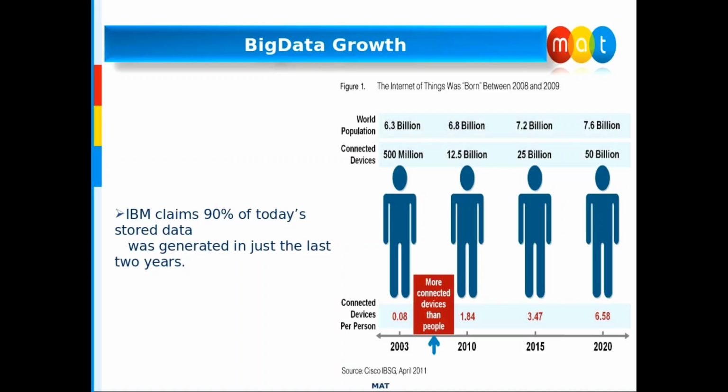IBM estimates, or claims, that 90% of today's data was generated in the last 2 years. Any guess how much data got generated? Of course, we know bytes, gigabytes, megabytes, terabytes, then petabytes. After that, zettabyte. After that, exabyte. After that, yottabyte. After that, brontobyte. After that, geobyte. These are the memory measurements for big data technology. But how do I understand?